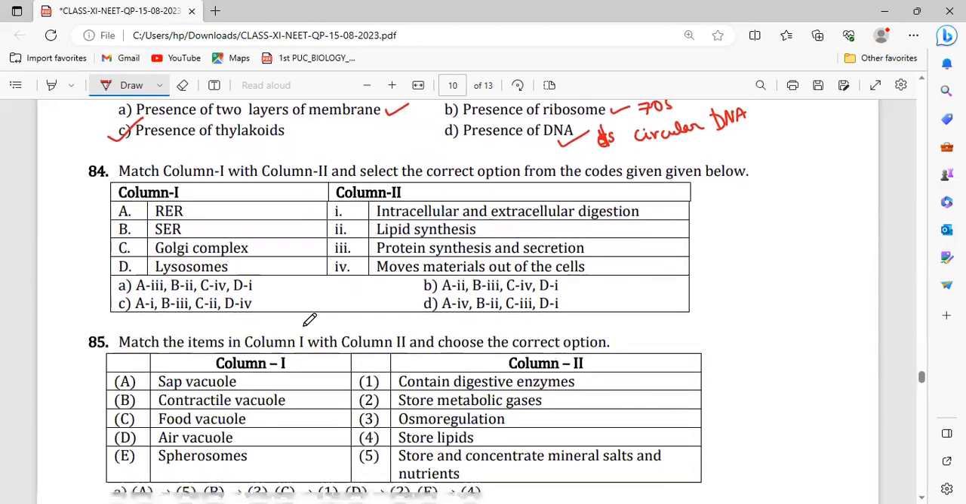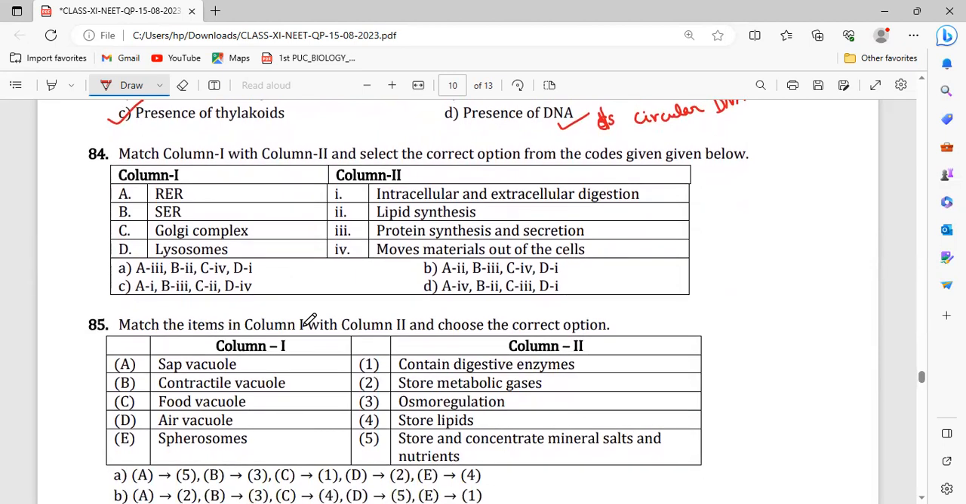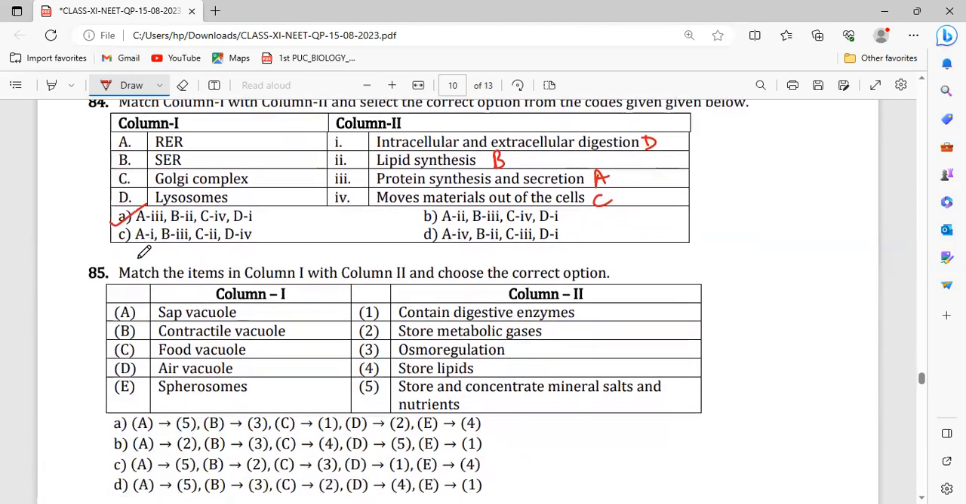Then 84. So rough endoplasmic reticulum involved in protein synthesis and secretion. SER involved in lipid synthesis. Golgi complex moves material out of the cell. Then lysosome, they help in intracellular and extracellular digestion. So answer is option A.